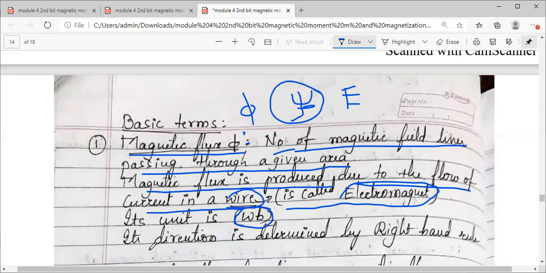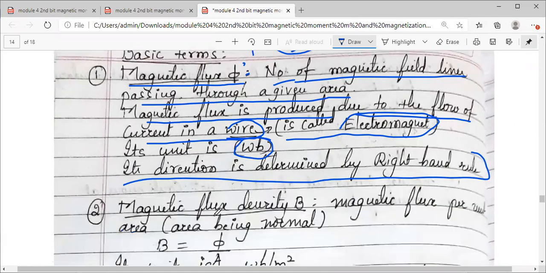WB stands for Webers. And the direction of flux also matters. Its direction is determined by the right hand rule. Even in case of Ampere's law, we have used how the right hand rule can be used to determine the direction of current. Then the second basic term that we come across here is magnetic flux density B.